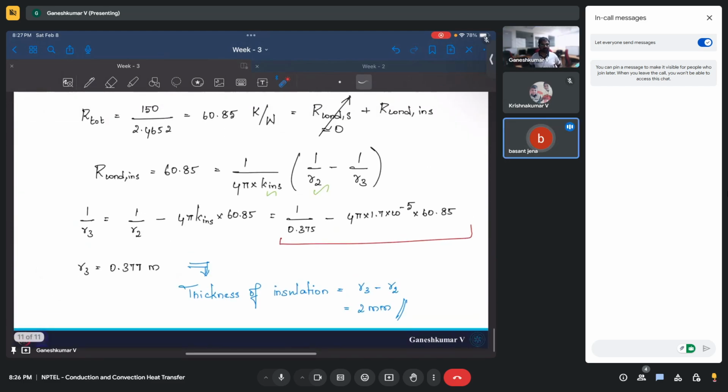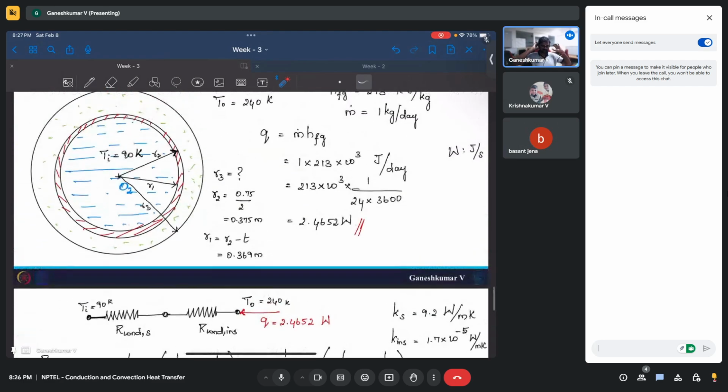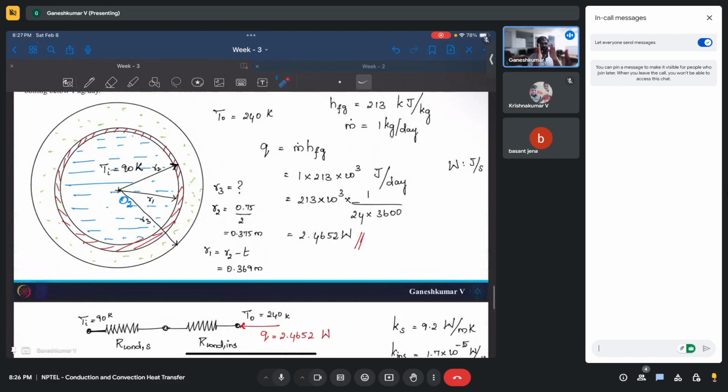This is the third problem. So what you need to do is make sure what is the heat transfer happening, whether it's conduction or convection, and from where to where it is happening. Based on that, you can draw a thermal circuit and write Q equal to delta T by R, and then the problem would be solved.